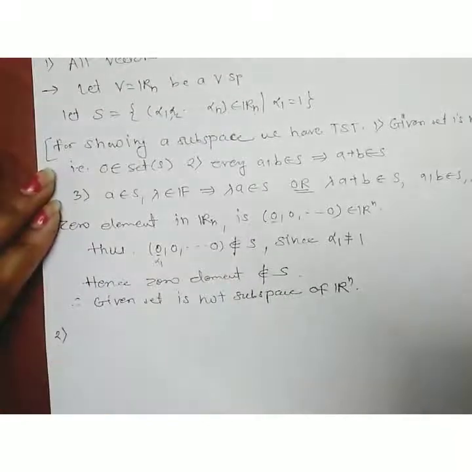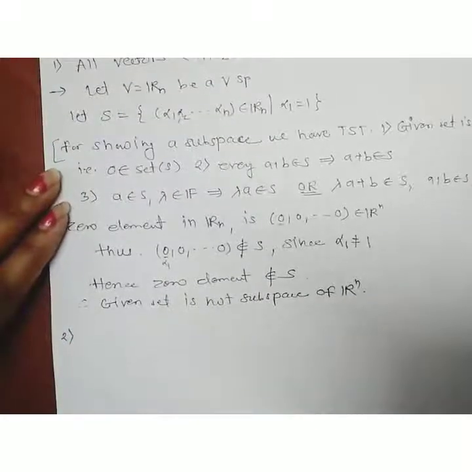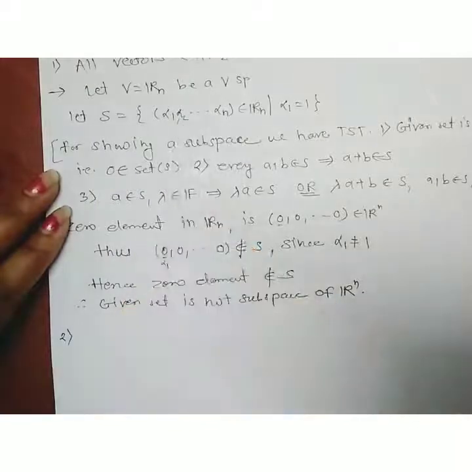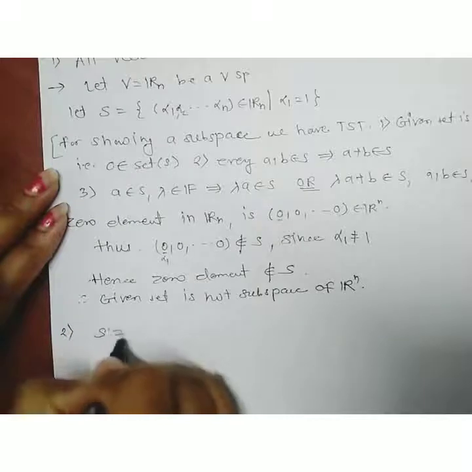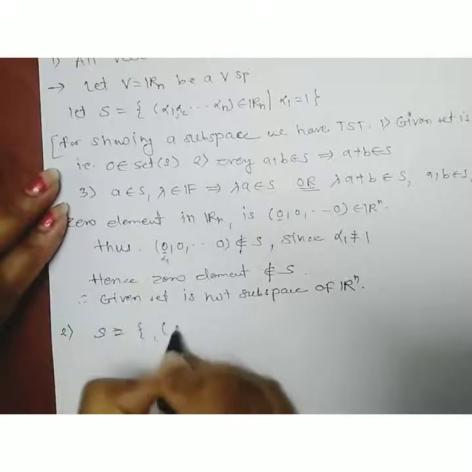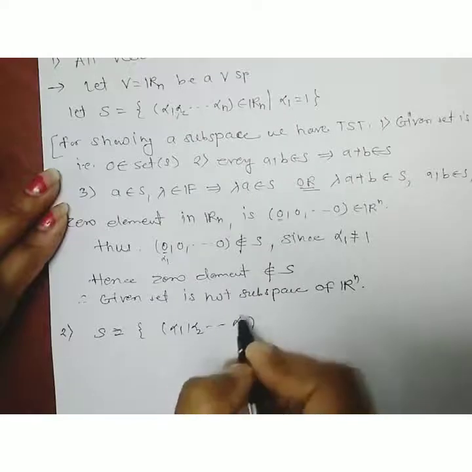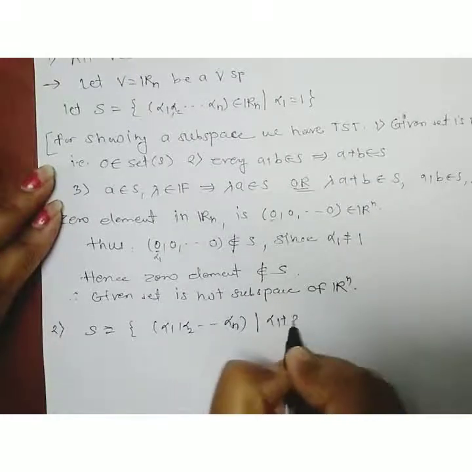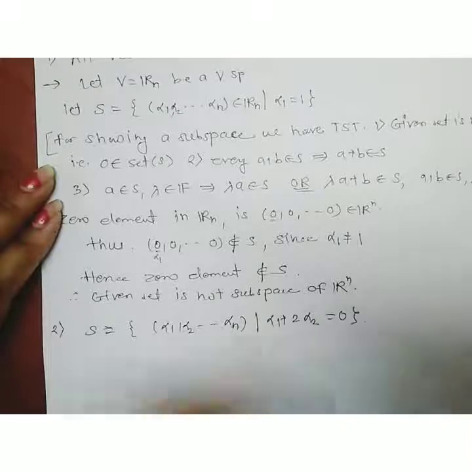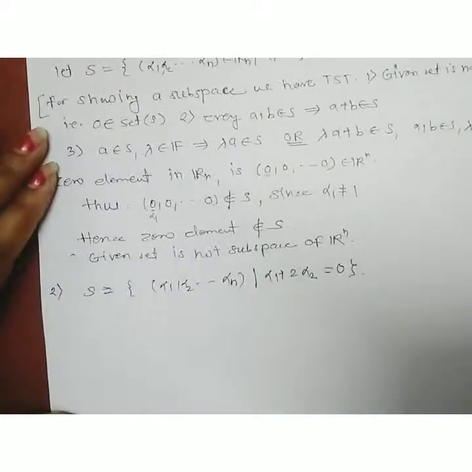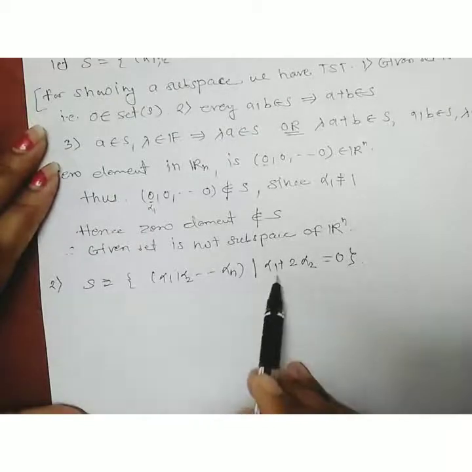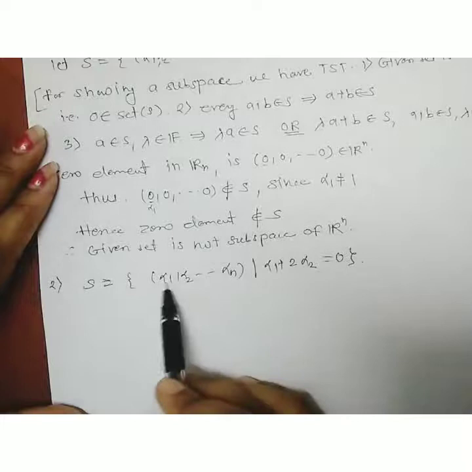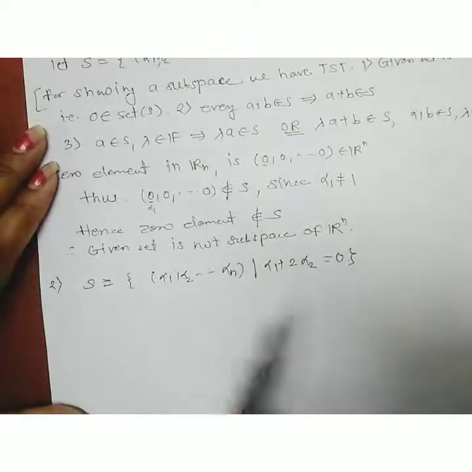Now the second is all vectors. Here we are in Rn, so the vectors are of the form alpha 1, alpha 2, up to alpha n. The second set can be given as S equal to the set consisting of alpha 1, alpha 2, up to alpha n, such that alpha 1 plus 2 alpha 2 is equal to 0.